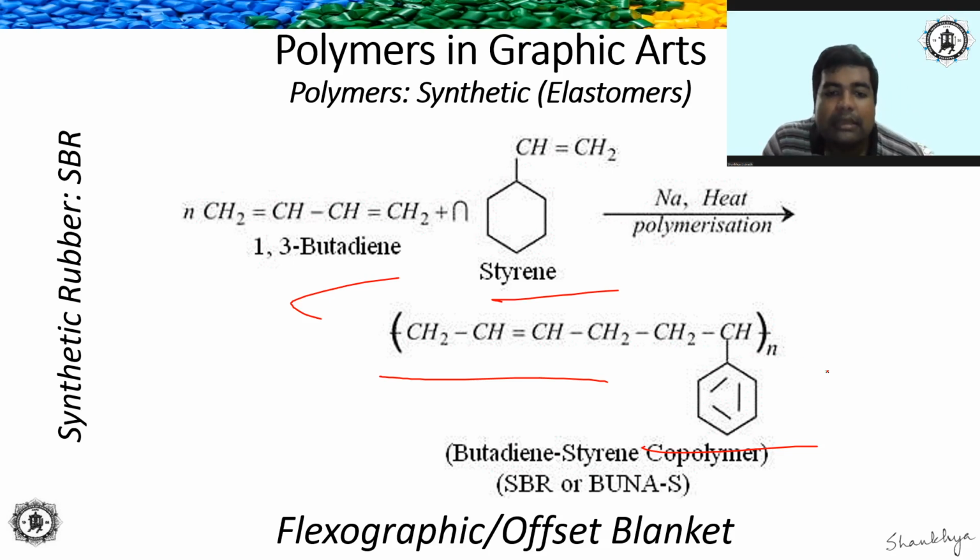Now this type of SBR rubber has very good resistance towards most chemicals, and high load bearing capacity, very good tensile strength and all this, and it improves the weatherability. That means it is not very much affected by moisture and other external climatic conditions, and also very good crack resistance. So normally it is used in impression rollers of flexographic printing machines and offset blankets.